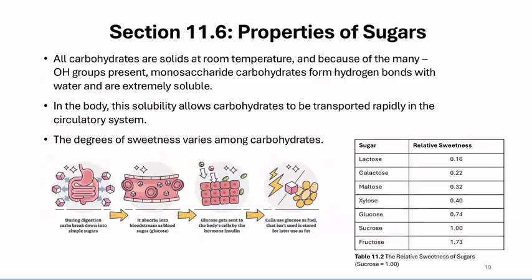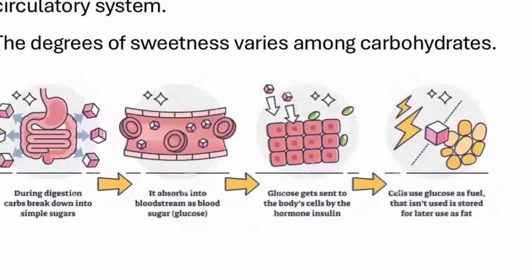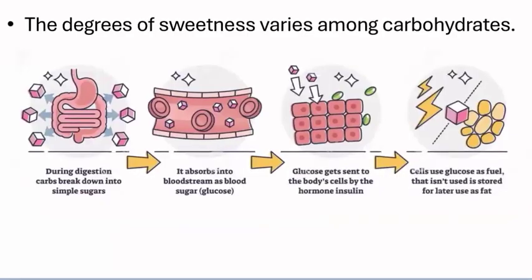We can see right here in the bottom left figure on this slide how this actually works once we have ingested carbohydrates. I'm going to zoom in so we look at this figure a little bit more closely. When we consume food products that have carbohydrates, during the process of digestion, these carbohydrates are going to be broken down into simple sugars. Next, these simple sugars are going to be absorbed into the bloodstream.